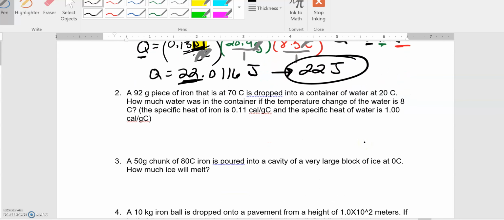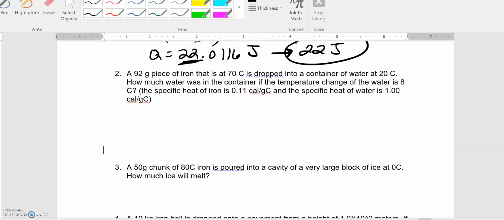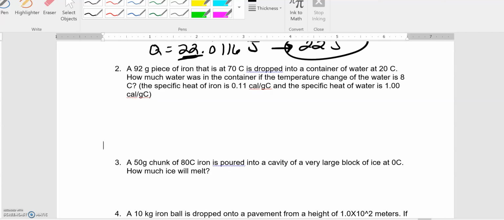Okay, now on our second one, I'm going to give myself a little more space here. It says a 92 gram piece of iron that is at 70 degrees Celsius is dropped into a container of water at 20 degrees Celsius. How much water was in the container if the temperature change of the water is 8 degrees Celsius? And then I give you the specific heat for each of those.